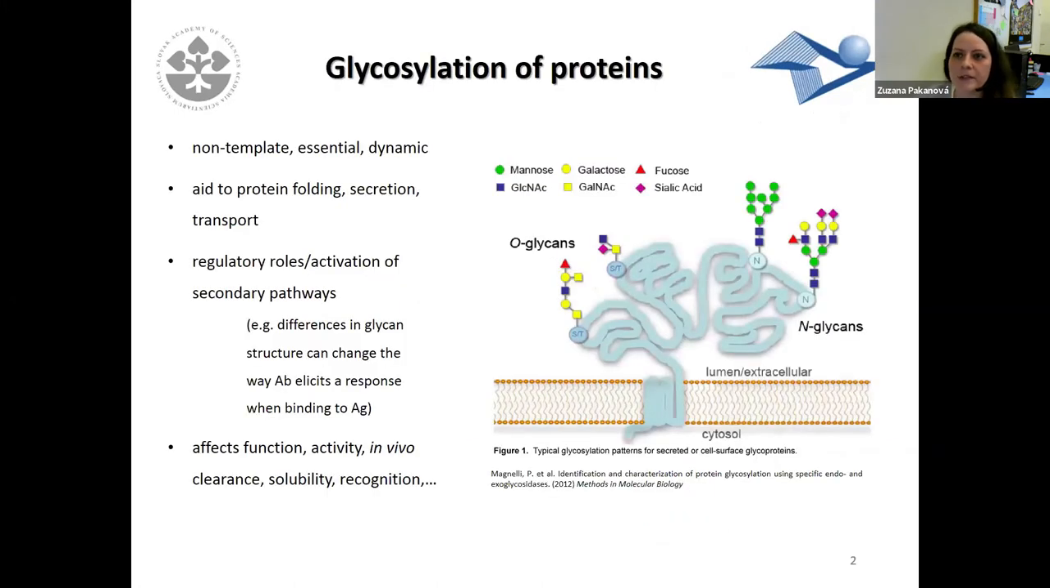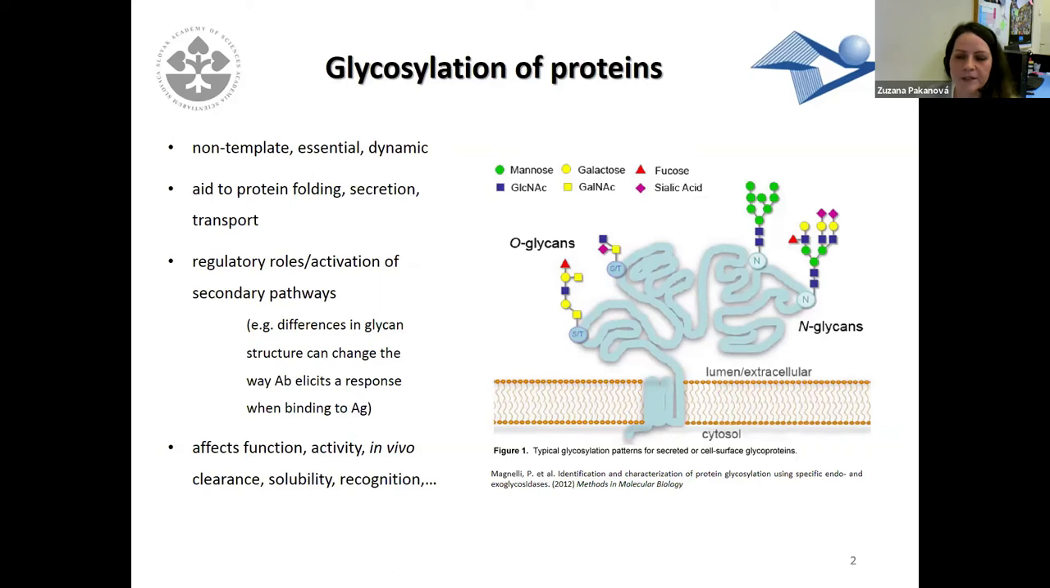So briefly, what is glycosylation? It's important to mention that, in contrast to transcription or translation, glycosylation of proteins is a non-template process. It's also essential and dynamic, so it depends on the current status of the individual human. Glycosylation aids protein folding, secretion, and transport. It determines its function, and it also has some regulatory roles, such as activation of some secondary pathways.